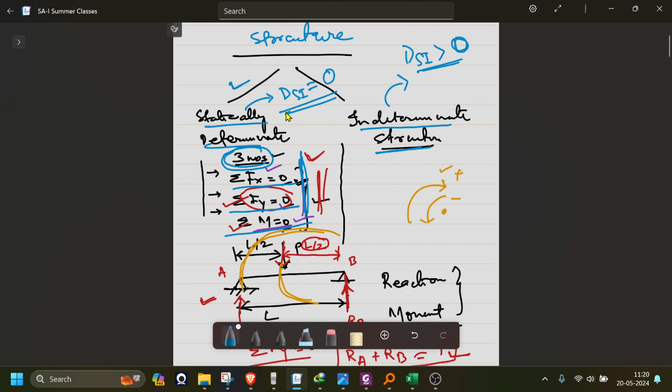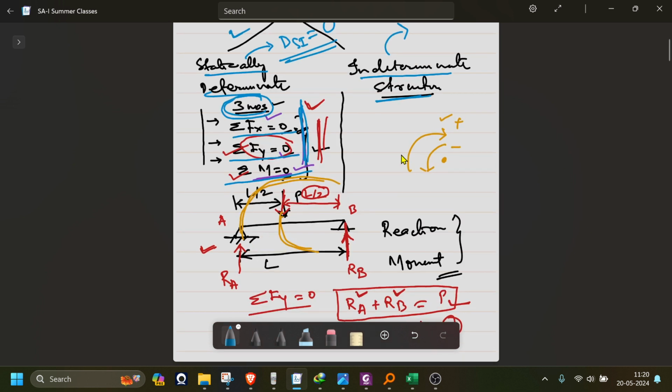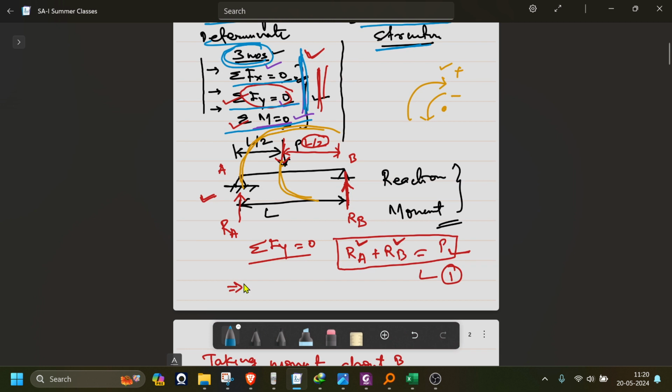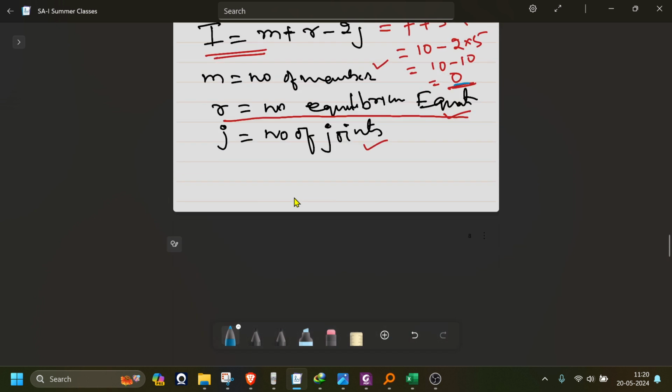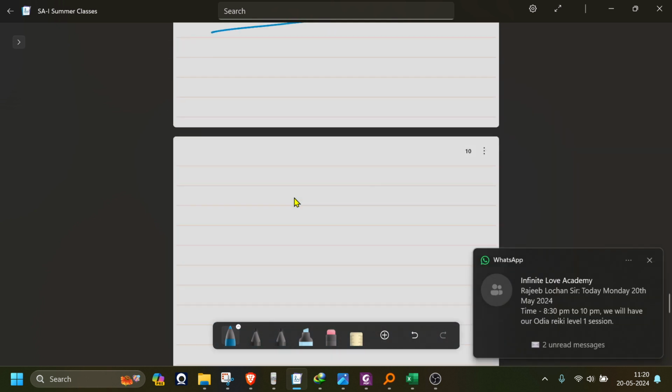Okay, this is the same question I told in the first slide, and I took this problem again. So let's solve that one again and we will wrap it up for today.